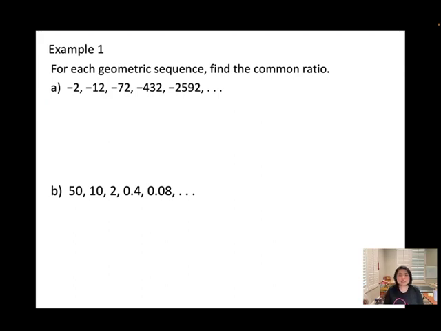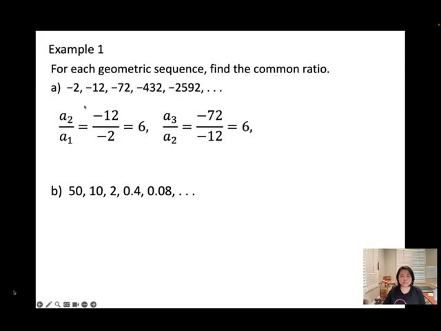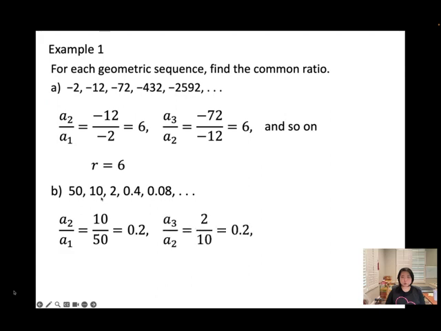Example, I want you guys to look at the geometric sequence. Find out the common ratio. So you're going to use the second term divided by the first term. So you're going to get the 6. You could double check, use the third term divided by the second term. It's also equal to 6. So you know the r will be equal to 6, the common ratio. B, we're going to use 10 divided by 50. You're going to get 0.2. Same idea, 2 divided by 10, you also get the 0.2. So the r is going to be equal to 0.2.